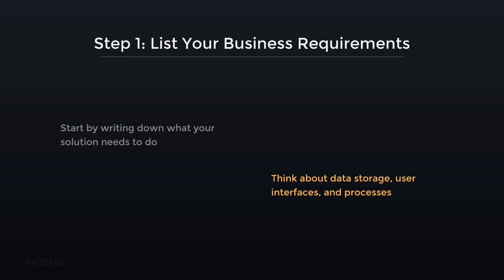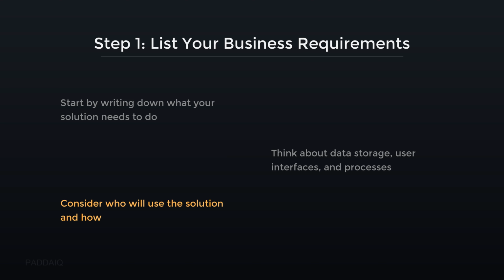Think about data storage, user interfaces, and processes. This means deciding where your data lives, how users interact with the app, and the steps needed to complete tasks. For example, a mobile sales app stores customer data, displays product catalogs, and handles order submissions. Clearly defining these areas ensures your solution meets real business needs effectively.